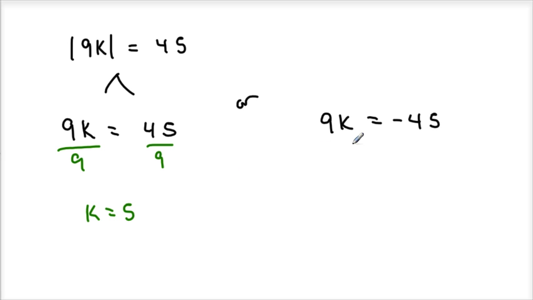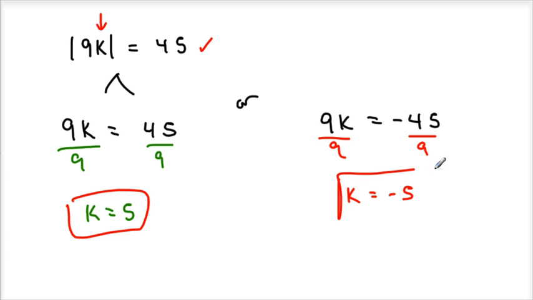If we divide this side by 9, we can say that k here equals negative 5. So again, there's two different solutions. If you plug in 5 for k, 9 times 5 is 45. The absolute value of 45 is 45. Or plugging in negative 5 for k, 9 times negative 5 is negative 45. The absolute value of negative 45 is also 45. So here's my two different solutions.